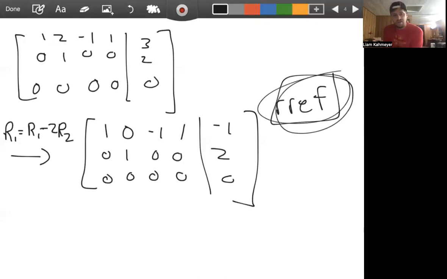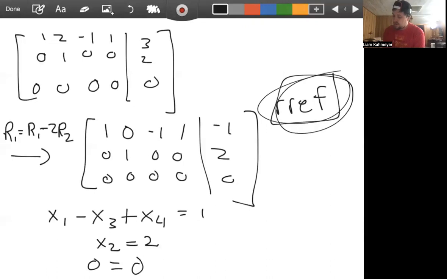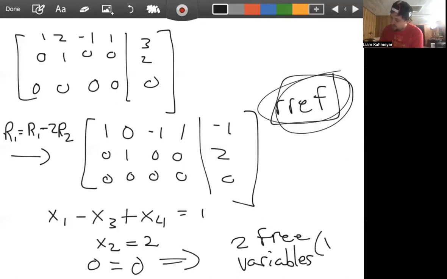And what does this tell us? Well, let's read off the first line of this reduced row echelon form. This says x1 minus x3 plus x4 equals -1. The second line tells us that x2 equals 2. And then the third line tells us that 0 equals 0. And here, this means we have 2 free variables. And what are those free variables? That's x3 and x4, right?